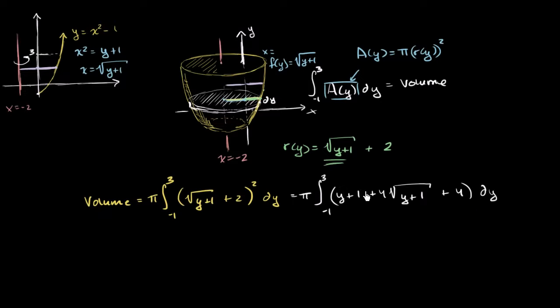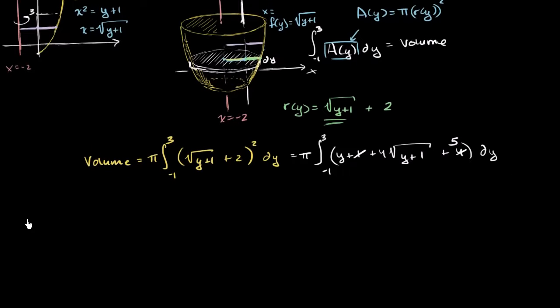We can simplify a little bit. You have a 1 plus a 4. We can add the 1 to the 4 and get a 5. And now we're ready to take the antiderivative. So this is going to be equal to pi times, let's take the antiderivative of all of this business. Pi times, and I'll color code it.